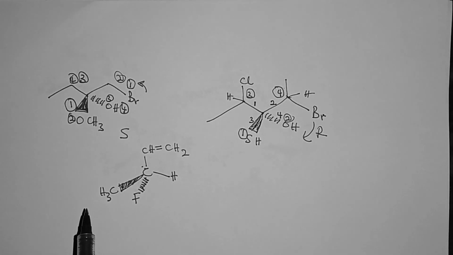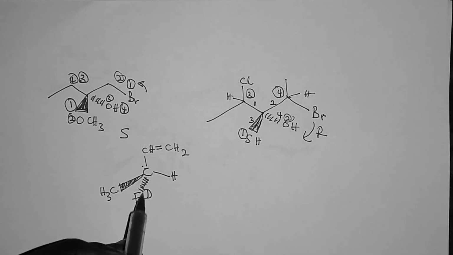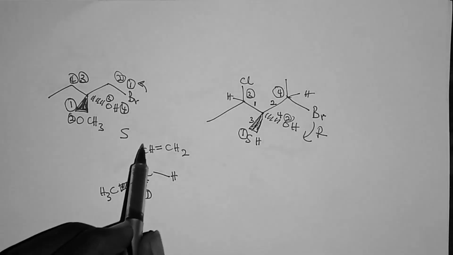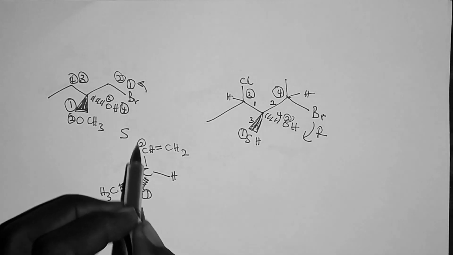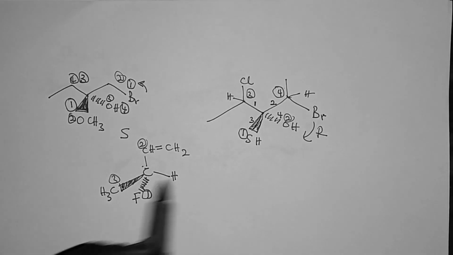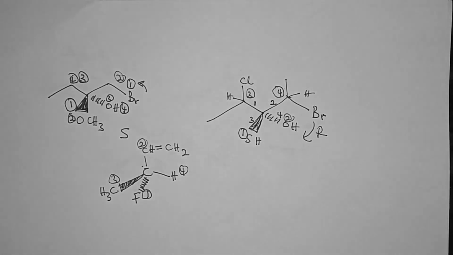What is the configuration here? You can pause the video at this point and try. So this is a fluorine group. Fluorine has a higher molar mass than a carbon. And the fluorine becomes number 1. Then because this carbon is a double bond carbon, it becomes number 2. And this is number 3. And this is number 4.